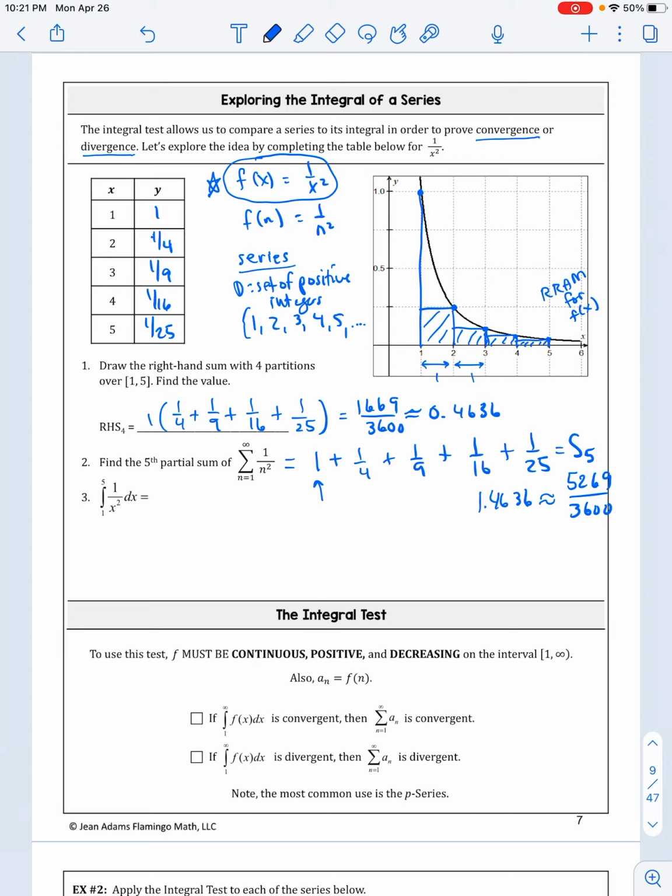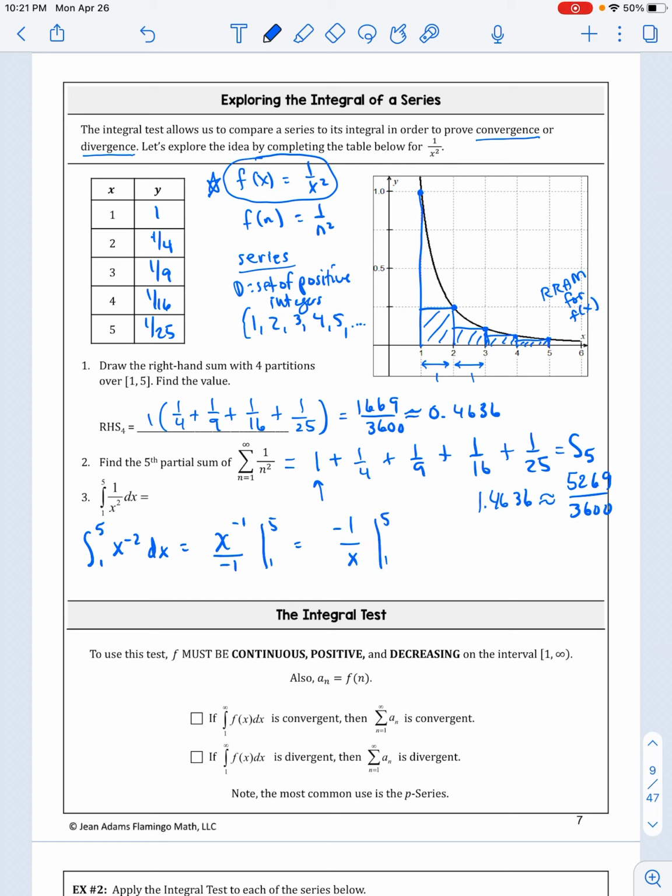So now we're going to compare that to what if we took an integral from 1 to 5, okay? So if we took an integral from 1 to 5, we know how to integrate. So I've got from 1 to 5, I'm going to change this to x to the negative 2 dx.